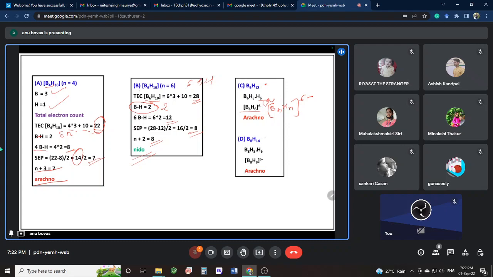So option D is B8H14. We can solve according to this method similar to option C. B8H14 can also be written as B8H8H6. So removing 6H plus, we will get 6 minus sign. So B8H8 6 minus falls under arachno. So among the four, the question was to find out which cluster has nido structure, and the correct option is option B, B6H10, and it has nido structure.